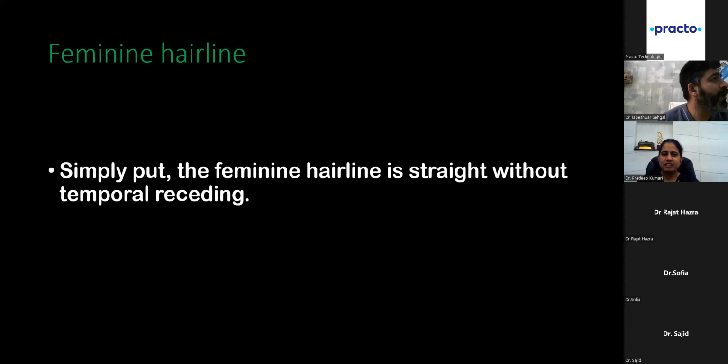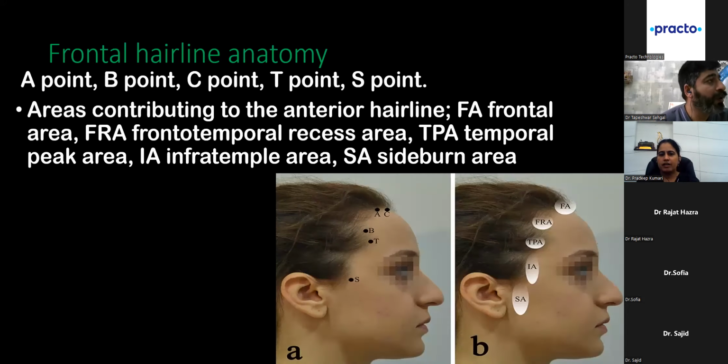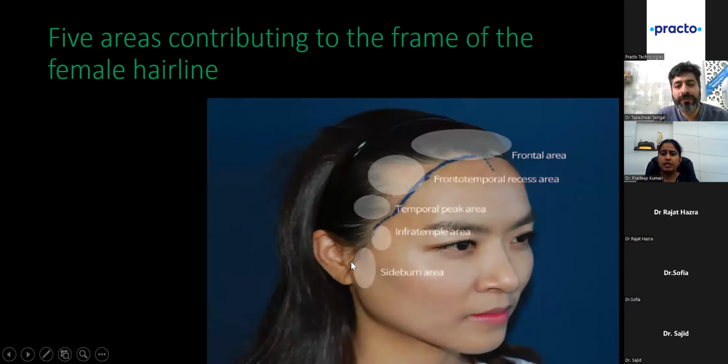Talking of the female hairline, which is drastically different from a male hairline. Simply put, a female hairline is like a straight hairline. We don't have the triangles. And there are some anatomical points which are taken into consideration, because we have to give an anterior hairline, then a frontotemporal recess area, and then a temporal peak area, and then the sideburns. And this matching has to be done evenly, because that's how the uniformity in the hairline comes.